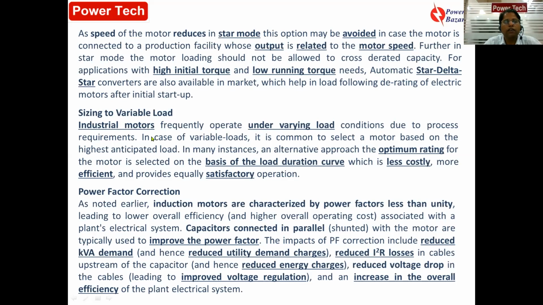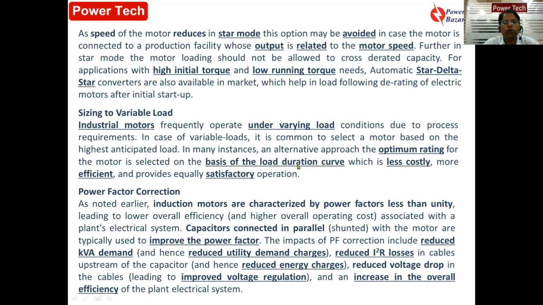Now, normally, from a designer's point of view, suppose a motor caters to a variable load, then a designer's or engineer's choice is to select a motor which is supposed to handle the highest capacity of the load. But an energy efficient professional or an energy auditor will not choose that high size motor for a variable type of load. What it will do, it will try to plot a load duration curve.